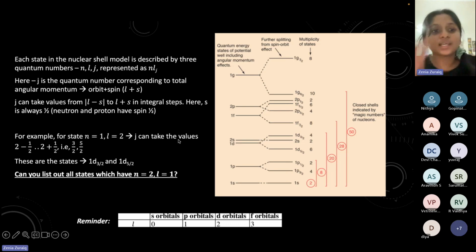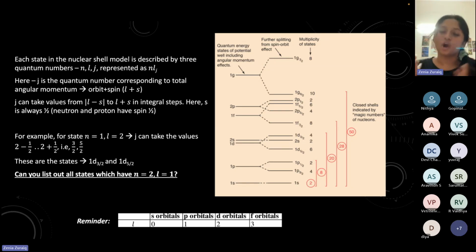So in case people don't know what J, L, and all are, I said N, L, and J. J is basically the quantum number which corresponds to the total angular momentum, which is orbit and spin. As I said, there are two angular momenta in play. One is the intrinsic spin angular momentum of the nucleon, and the other is the orbital angular momentum, which comes because of its motion.